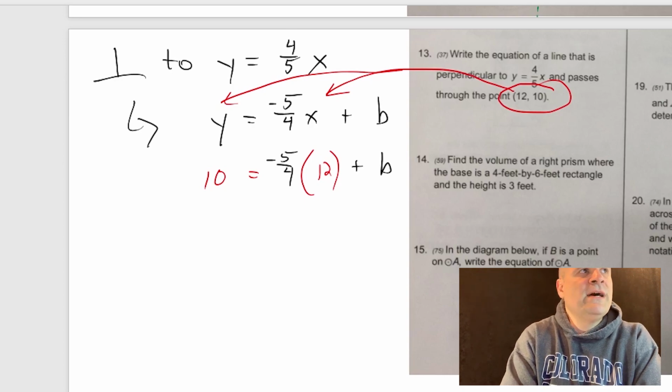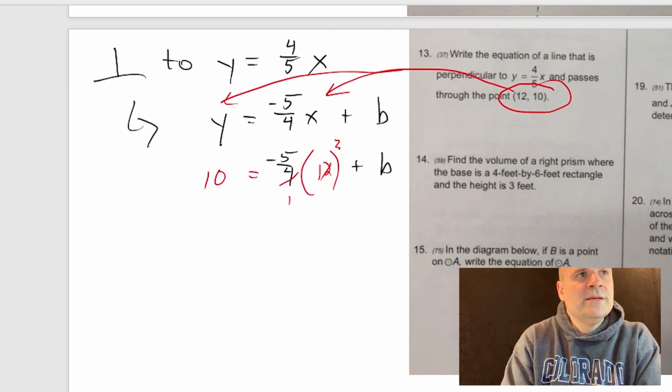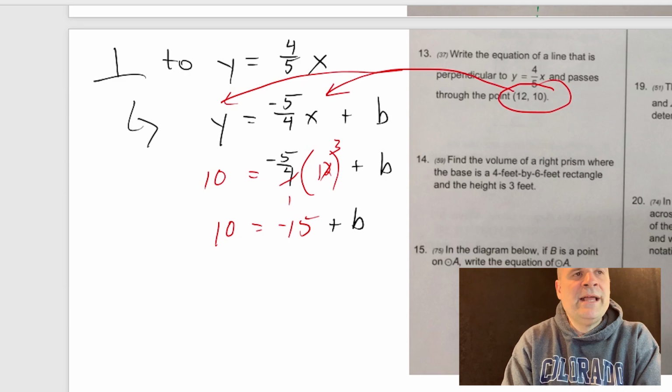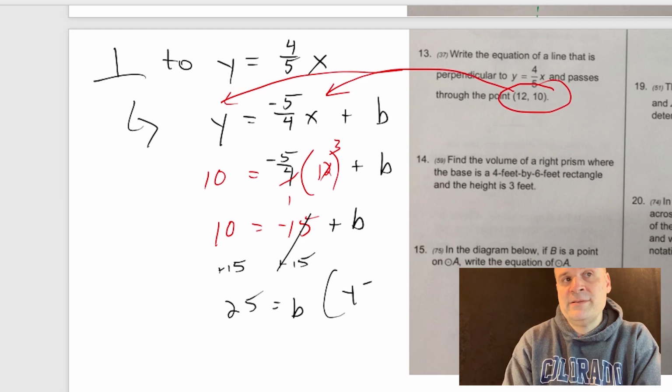All right, let's simplify this. I'm gonna just cross reduce here. So 10 equals negative 15 plus b. Solve for b by adding 15 to both sides. So b equals 25. So now we have our slope and our intercept. Remember, b is just our y-intercept.